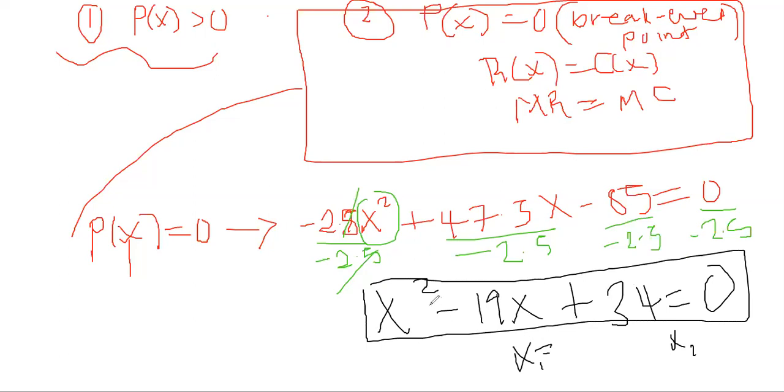So let's go on and factorize this. You can use completing the square or the quadratic formula. At the end of the day, it will give us the same answer. So now that we have this equation, x raised to the power of 2 minus 19x plus 34 equals 0.